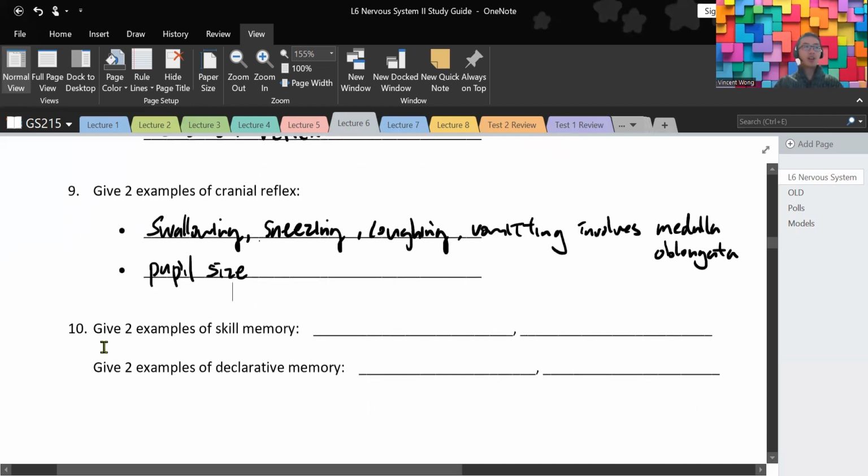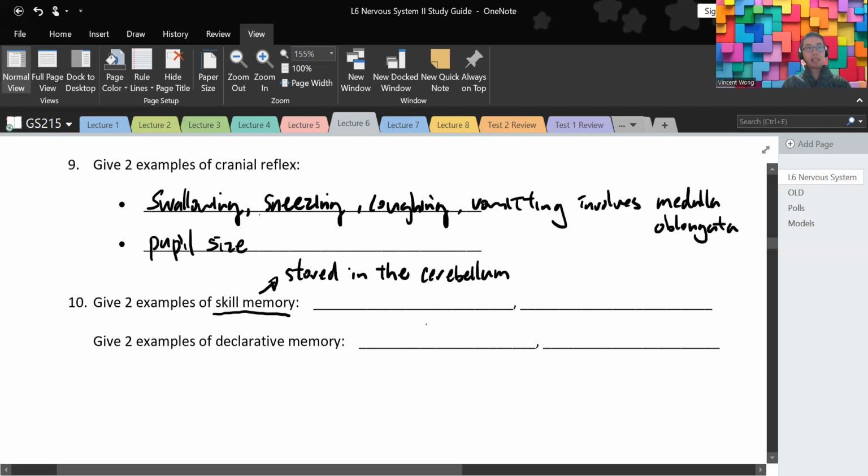Give 2 examples of skill memory. Skill memories are things that are stored in the cerebellum. The cerebellum is located at the back, and one of its functions is to store skill memories. Does anybody remember any skill memory that was mentioned in class? These are repeated motions that you do. There is a lot of repetition that we do on a daily basis, and all these things are stored in the cerebellum.